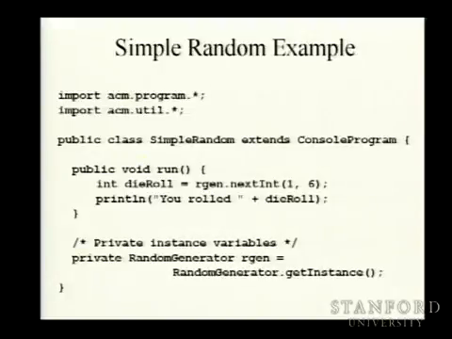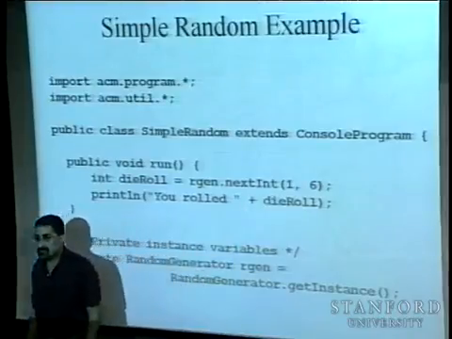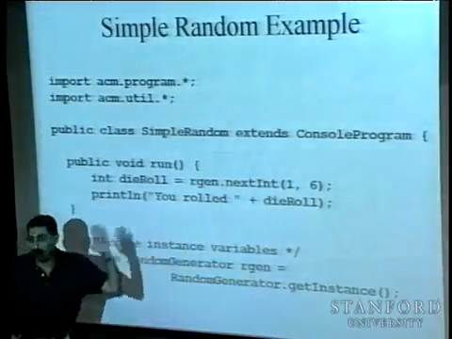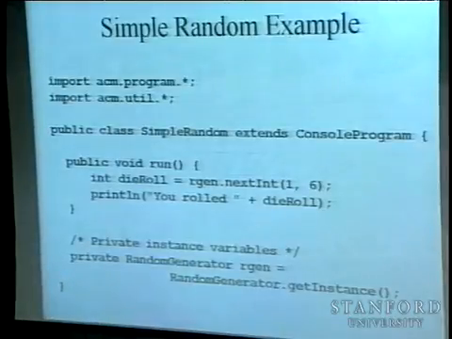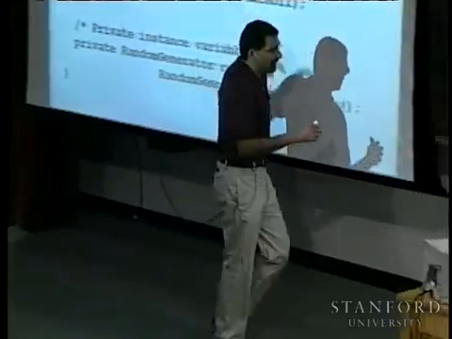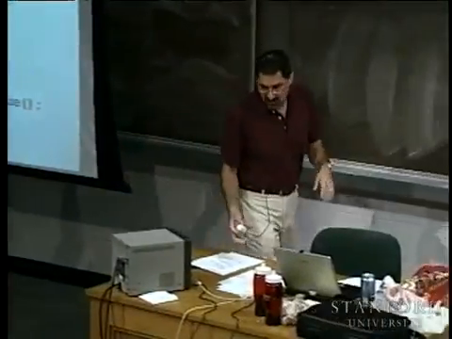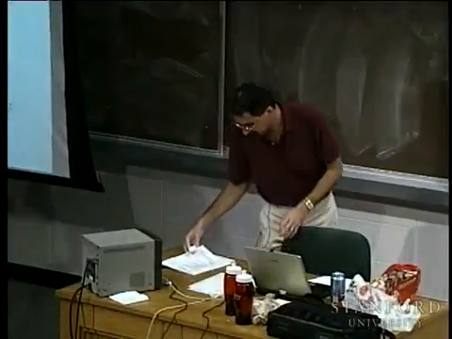I can say int die roll is a random generated number. Give me the next int between 1 and 6, and then it will just print out you rolled and whatever the random value was. So it's just simulating one die roll. Not a lot of excitement going on there, but this is just to show you how the syntax actually looks for generating a random number. Okay? So any questions about that?